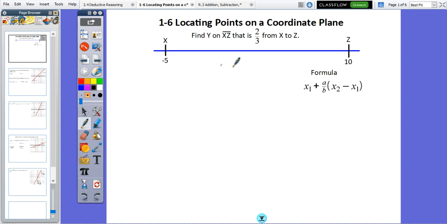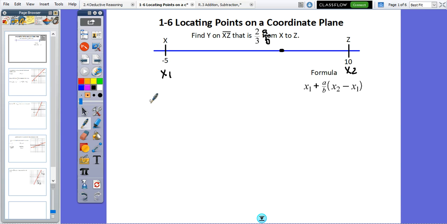In 1-5, we talked about how we have numbers on a number line. We have our first number, we call that our x1. Our second number is our x2. That's where we get these x1s and x2s. And our a over b in this formula was our fraction a over b right here. So in this particular problem, we're looking for some point y that is 2/3 the way to z from x to y. So looking at the formula, we're going to plug in the numbers we know.